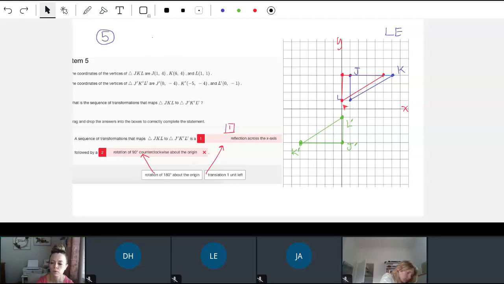Okay, because we're saying, what if we do this first? Translation 1 unit left. So if this is our first, let me maybe write that here.